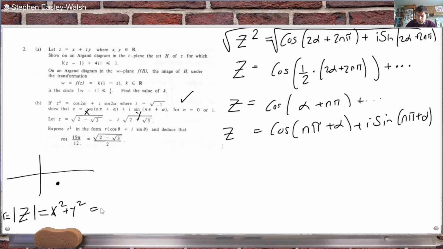Root 2 minus root 3, root 2, oh, it looks like it was a plus, wasn't it? So that works out to be 2. Isn't that a plus? Yeah, it is. And then the theta I can get by solving the equation tan theta equals minus (root 2 plus root 3) over (root 2 minus root 3).